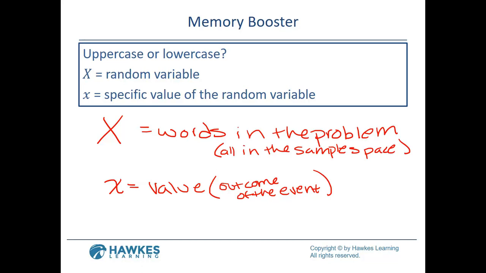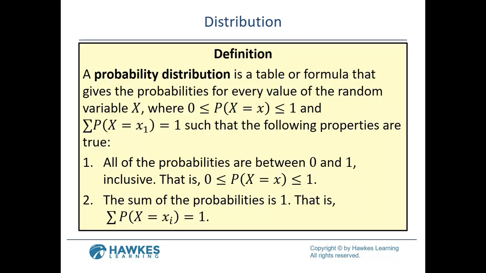Get familiar with this big X and little x, because this is going to follow us through a lot of the other sections as we move up into upper chapters. This is also what they use a lot in definitions, so you're going to see this notation written out quite a bit. Our first definition is a probability distribution.